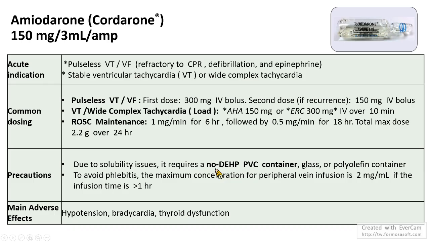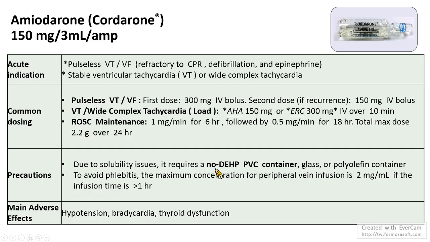So we're not going to go through every detail in the ALS support, but rather focus on the pharmacotherapy related management. So first, the most important antiarrhythmic during this ALS process could be amiodarone. Amiodarone has acute indications not only in pulseless VT, VF, but also in stable wide complex tachycardia if the patient is stable.